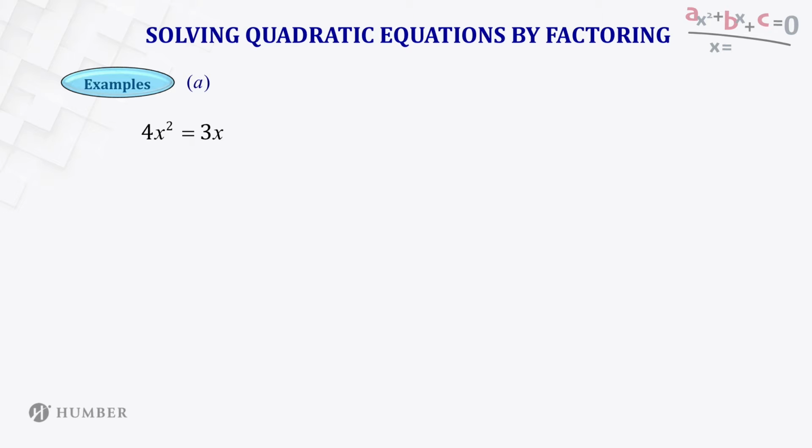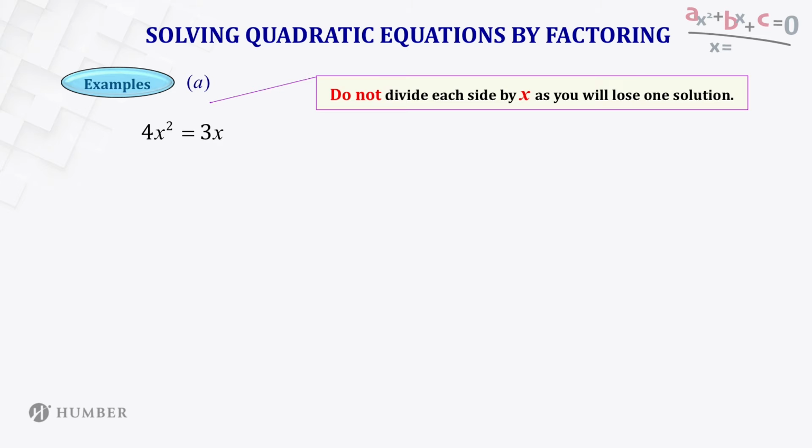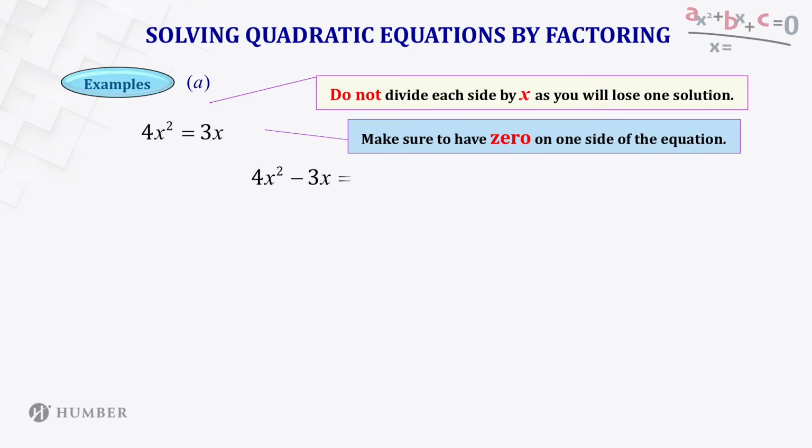Let's take a look at the first example A. First of all, avoid a common mistake that you divide both sides by x. If you divide, then you'll lose one of the solutions. Then always make sure to have 0 on the right side of the equation. Now, we can see the common factor x in each term. Take this x out from each term, and we are left with 4x minus 3 inside the bracket. So the equation becomes x multiplied by 4x minus 3 equal to 0.